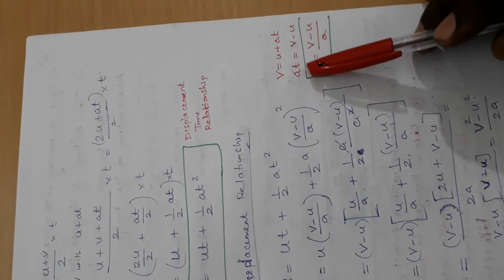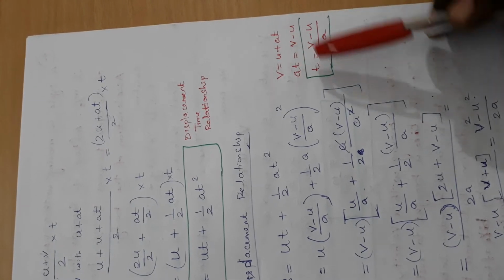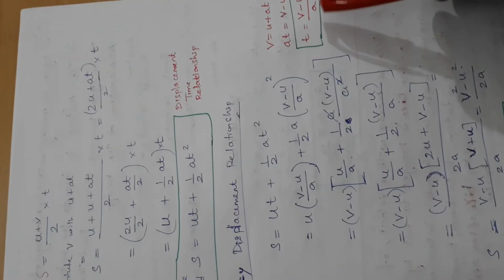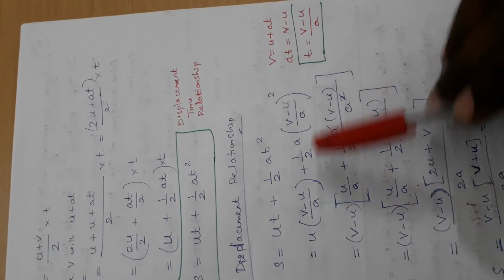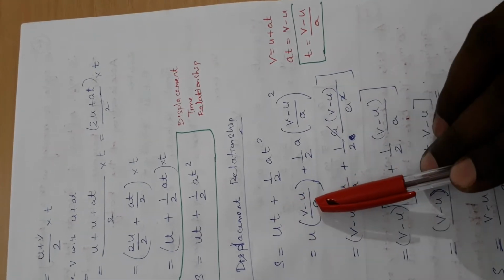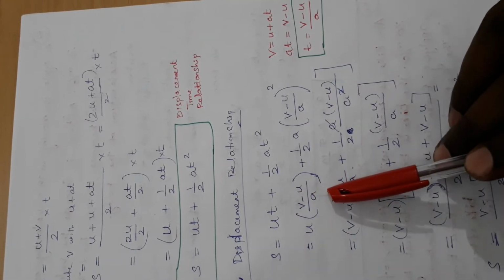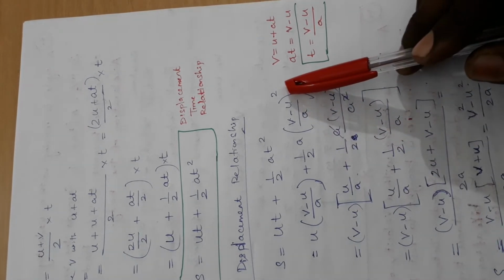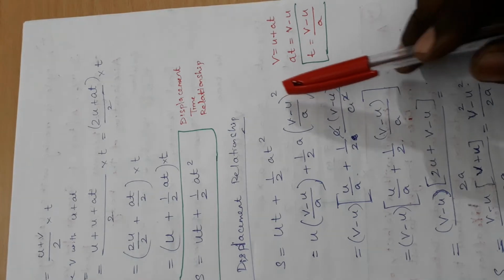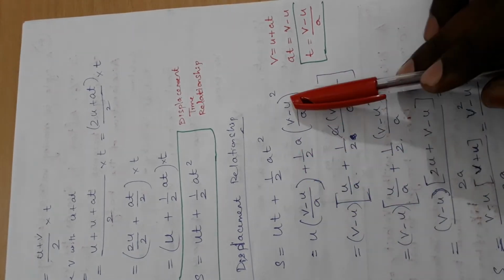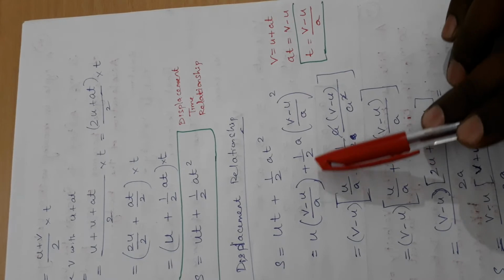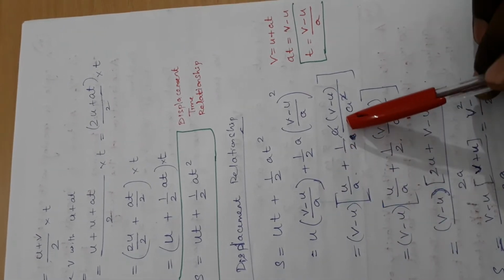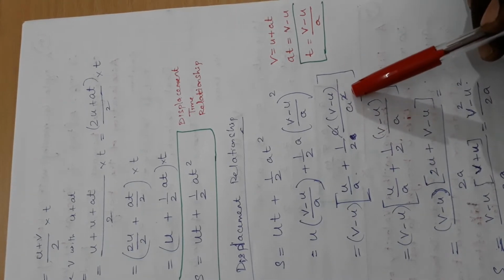Then at is equal to v minus u, so t is equal to v minus u divided by a. Substituting this t formula here, we get v minus u divided by a plus half a into v minus u divided by a the whole square. Since we have v minus u in both places, we bring it out as common, then we have u by a plus half a v minus u by a square.